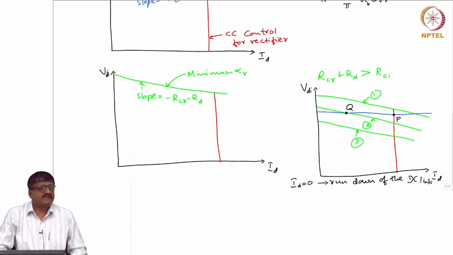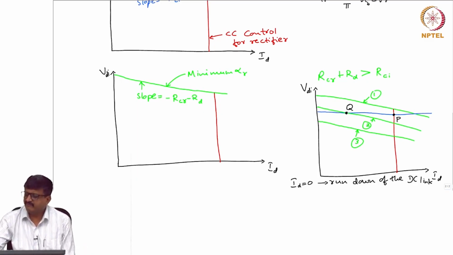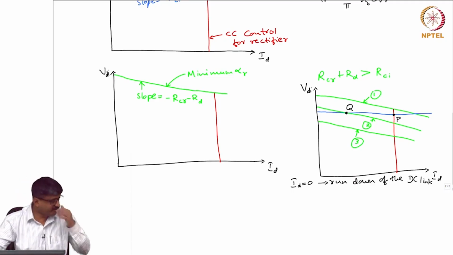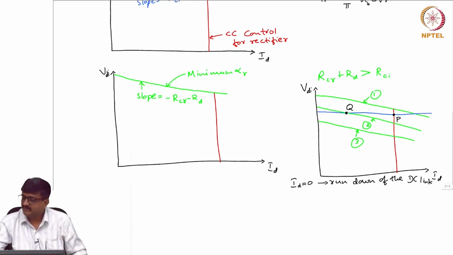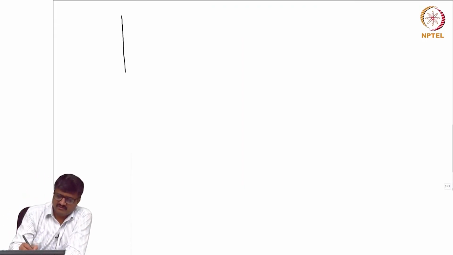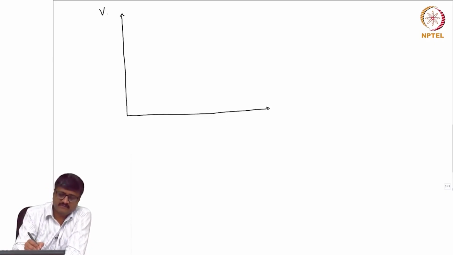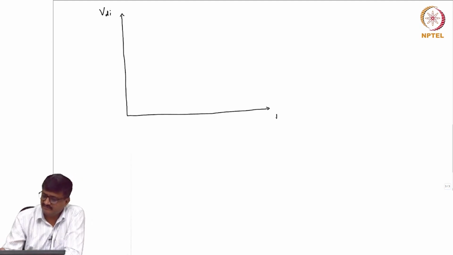Now, this has to be avoided. Rundown of the DC link means no power transfer; ID is 0 means no power transfer. So, to avoid this, what we do is provide what is known as constant current control even at the inverter. So, let me try to redraw VDI as a function of ID.